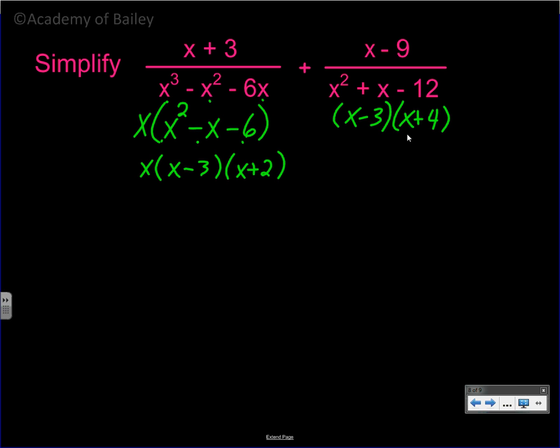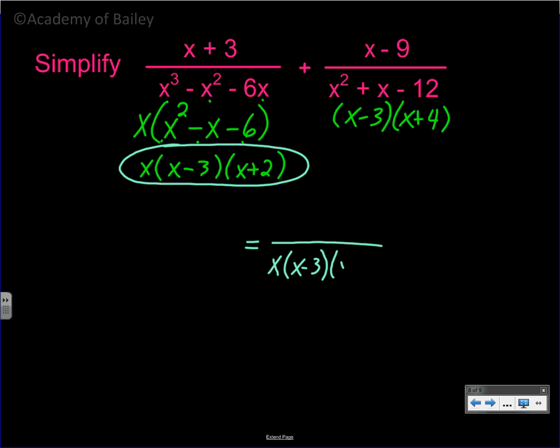Now let's look at a common denominator. Let's take all of this and put it on the bottom. X minus 3, x plus 2. Now let's look at this denominator. What do we have in the common denominator already? Well, let's look. X minus 3 is already in the common denominator. No need to put it there twice. X plus 4, it's not there. So let's put it in there.